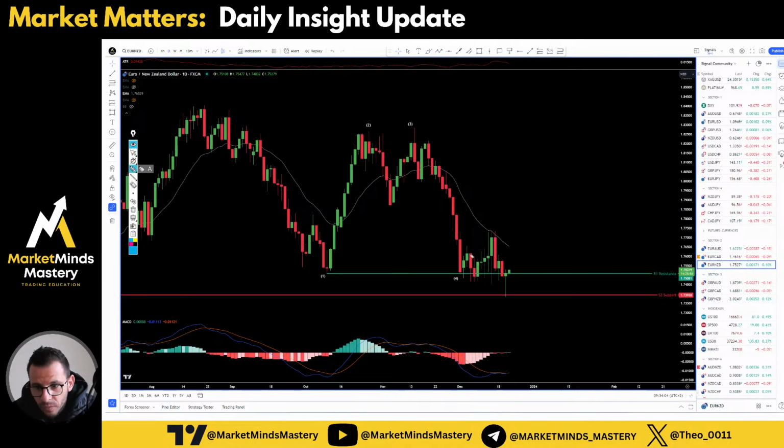Euro/NZD, price is still hovering around this support. A well-defined pin bar printed, rejecting this support at 1.739 something. So after that, maybe we're going to see some push to the upside. The MACD shows bullish divergence. Price makes lower lows and the MACD makes higher lows.